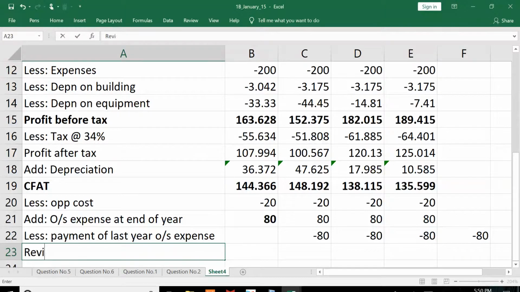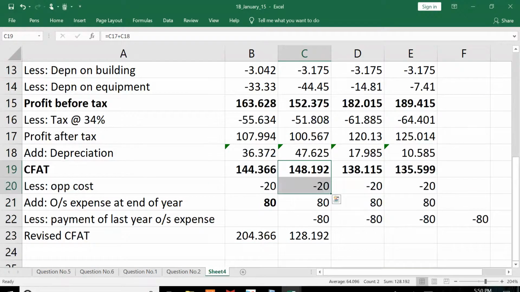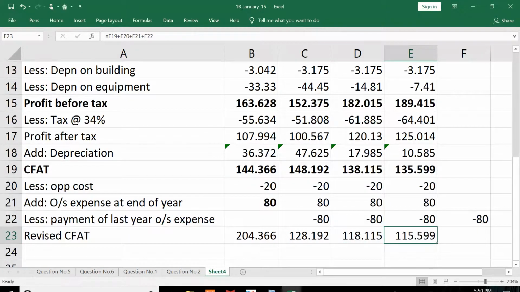And my revised CF80 is, technically this adjustment has no impact on the second, third and the fourth year, because if you see here, it is 148 minus 20. You add back 80 and subtract 80. Why you add back 80 is you did not pay the current year expense. Why you subtract 80 is last year expense you have paid in the current year. So second, third and fourth year has no impact. This is just knocking off. The real impact is this plus 80 gets knocked off in the last year, and the fifth year has a negative 80 million cash flow.